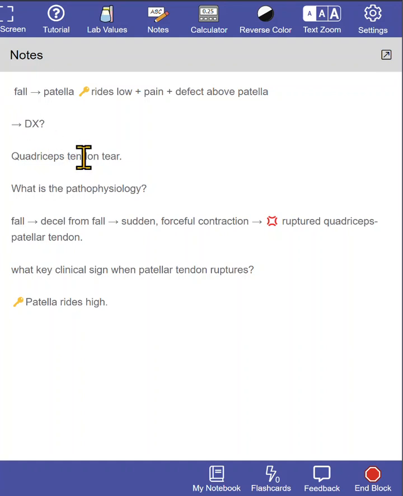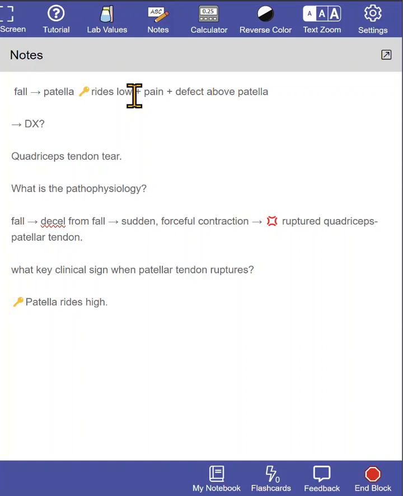So if you fall and your patella rides low, there's pain back above the patella. Diagnosis. It's a quadriceps tendon tear. And this just makes sense visually. So like quadriceps tendon is above the patella. So what does the tendon do? It pulls. It can't push. Tendons don't push. Only bones push.